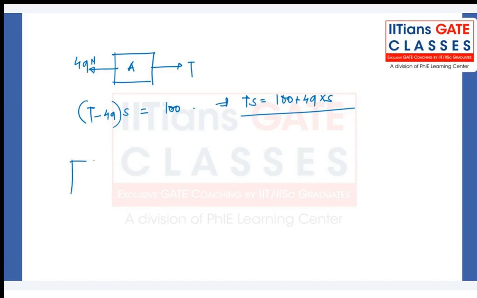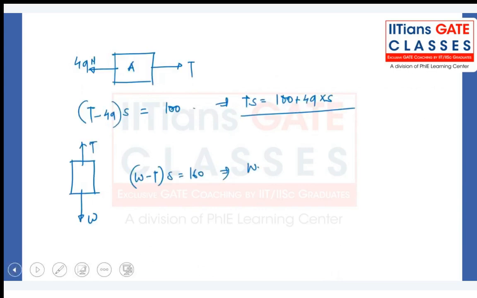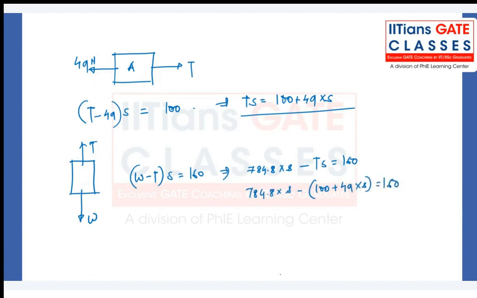Now if you consider the second block, weight is acting downward, tension is upward. So again, weight minus tension times S is equal to the change in kinetic energy, which is 160, which we have already calculated. So here W into S. What is W in this case? That is 80 into 9.81, which is 784.8 into S, minus TS. TS is 100 plus 49 into S. So 784.8 into S minus (100 plus 49 into S) is equal to 160. This equation will give you the value of S.